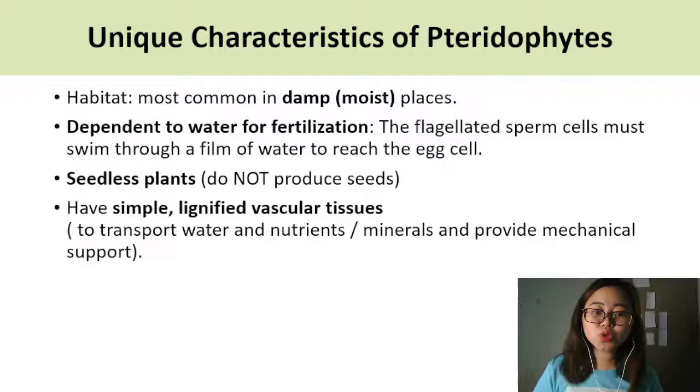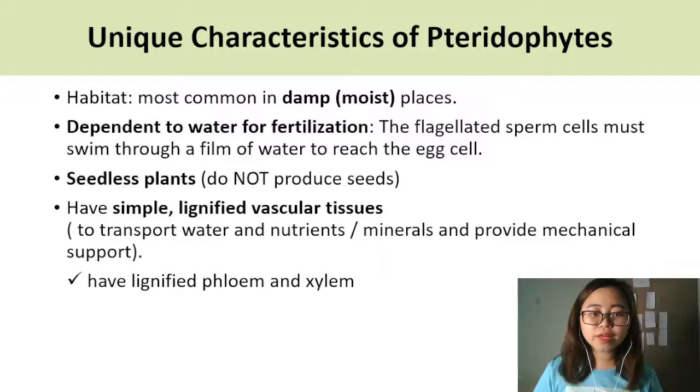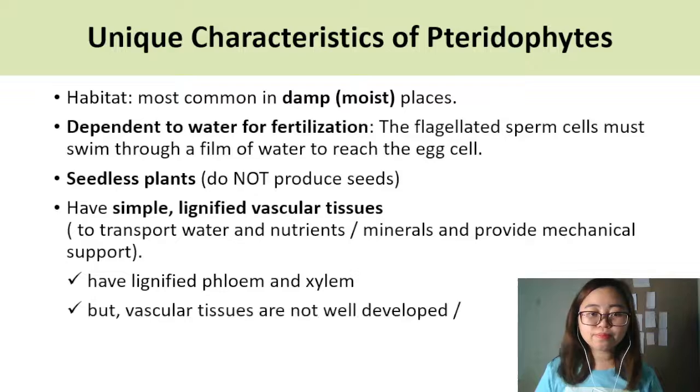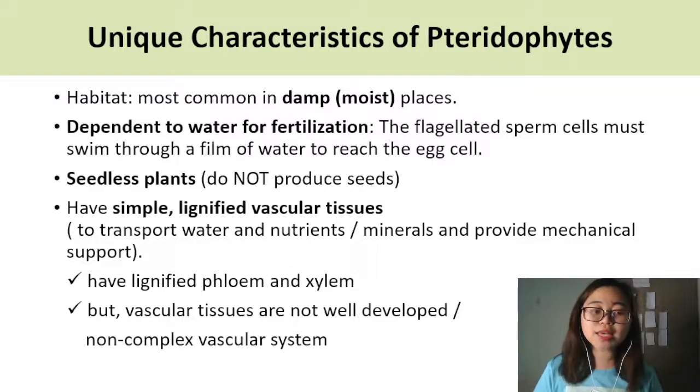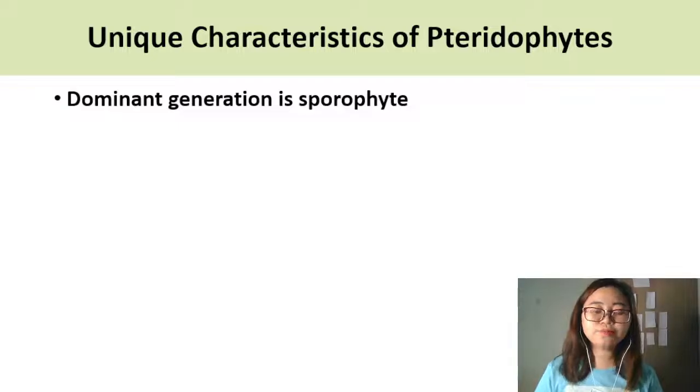These vascular tissues transport water and nutrients or minerals and also provide mechanical support to the plant itself. When we say they have simple lignified vascular tissues, what we mean is they have lignified phloem and xylem, but these vascular tissues are not well developed. So tidaklah secanggih mana. Or we can also say it is a non-complex vascular system. Xylem dengan phloem dia adalah pada bentuk ataupun structure yang agak ringkas. Okay, so those are the first four unique characteristics. Moving on to the next one.